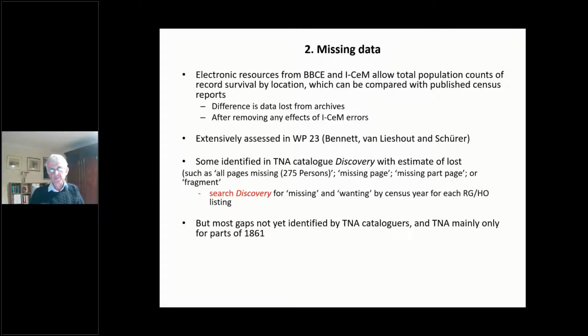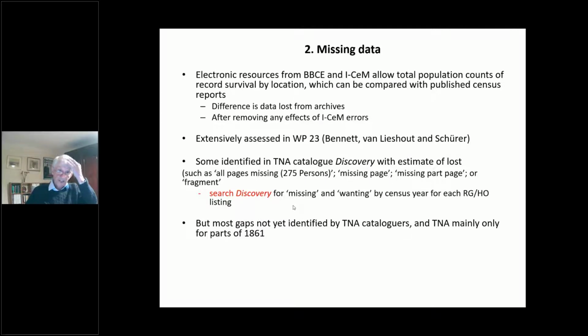Now, there are problems with this because we know the digital records themselves are imperfect, and so we have to do various things to make sure that, as far as possible, those imperfections are controlled for or removed. This is all discussed extensively in a working paper 23 with Carrie Van Lieshout and Kevin Shearer. However, it shows us some pretty interesting things.